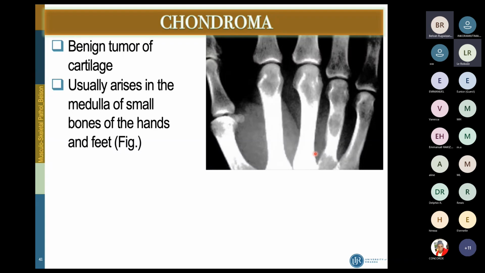So chondroma is just a benign tumor of cartilage, usually arising in the medulla of small bones in the hands and feet. So medulla, not in the cortex. So again, that is part of the assignment.